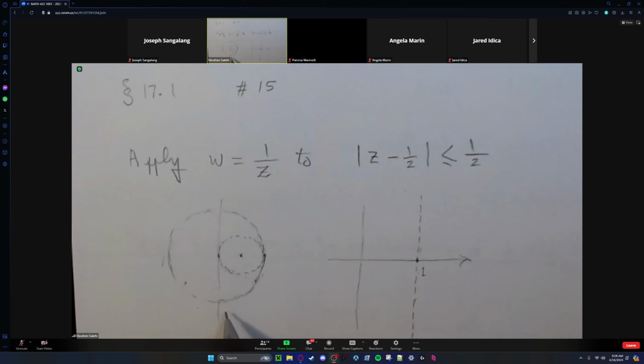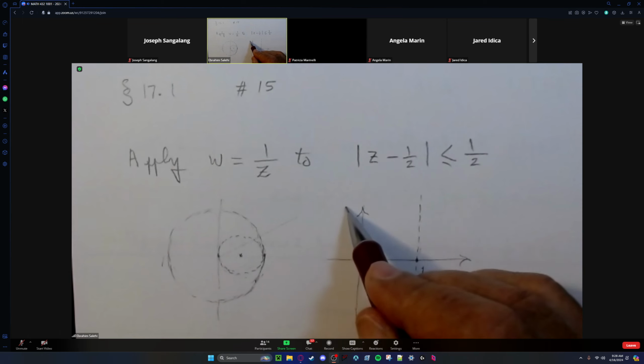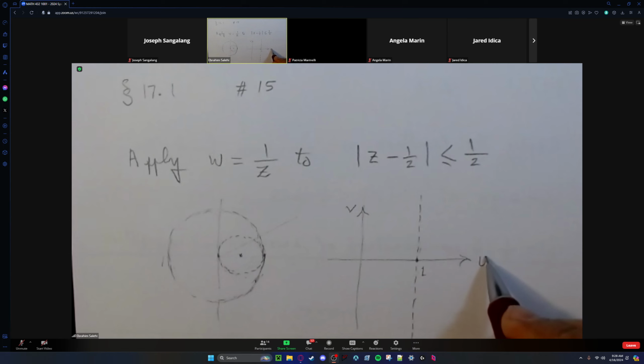And any point here, if you want to use the inversion, we could do it also analytically, but this is fine. This is the UV plane. Okay.